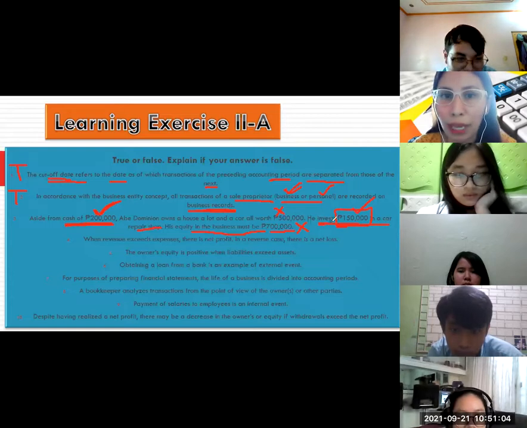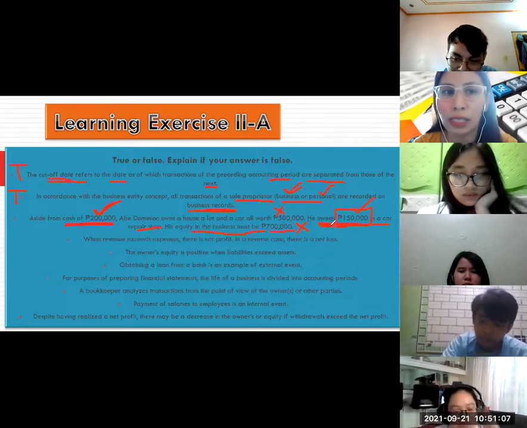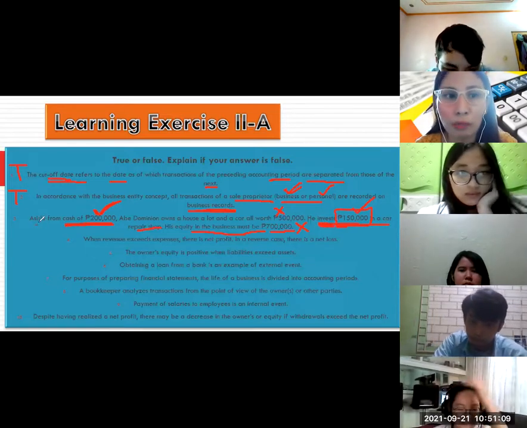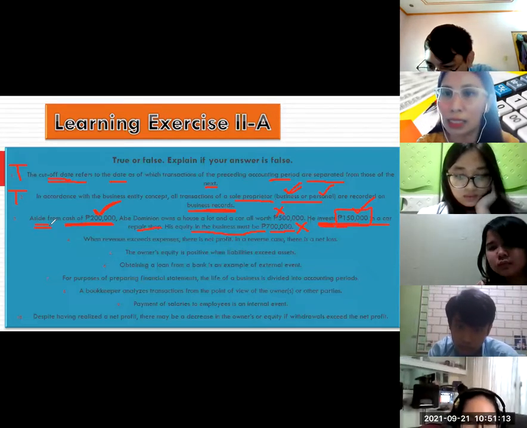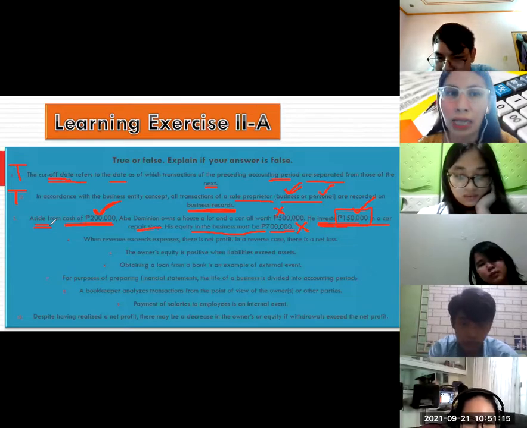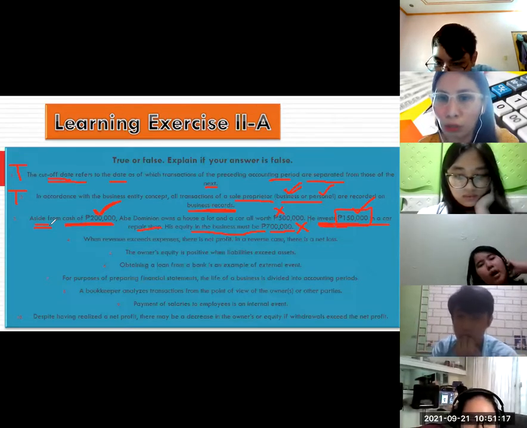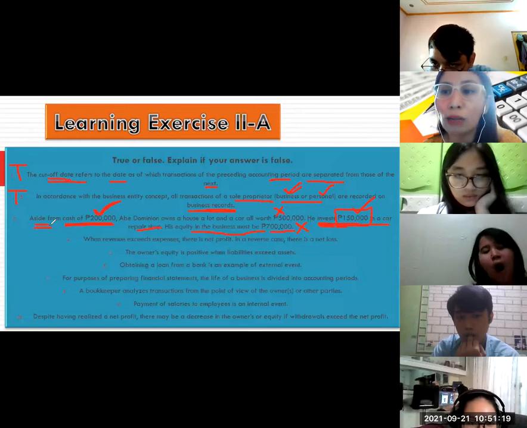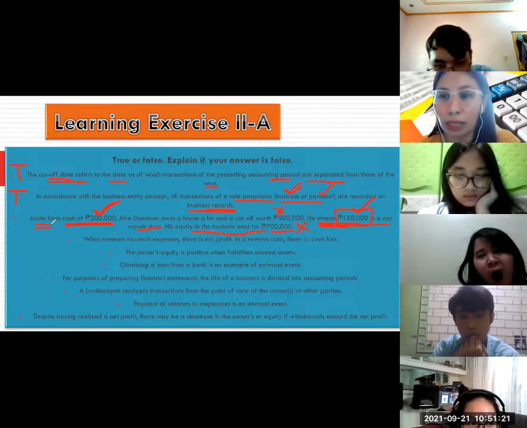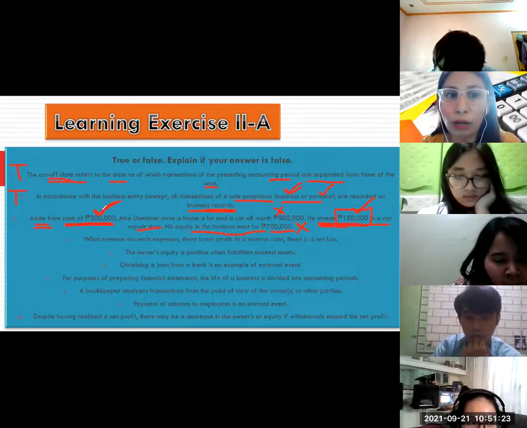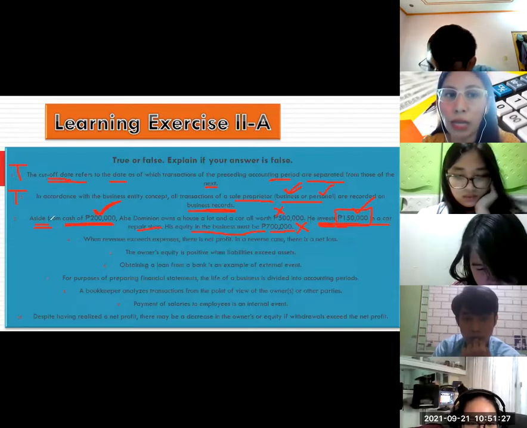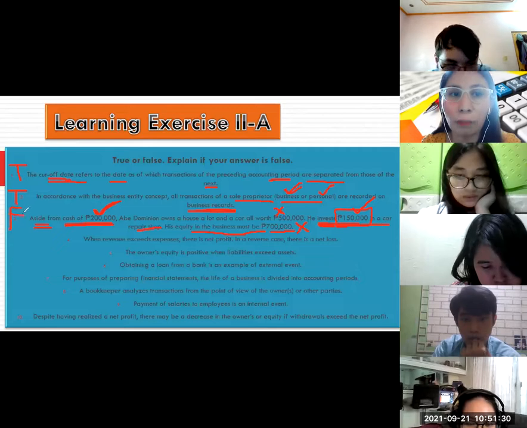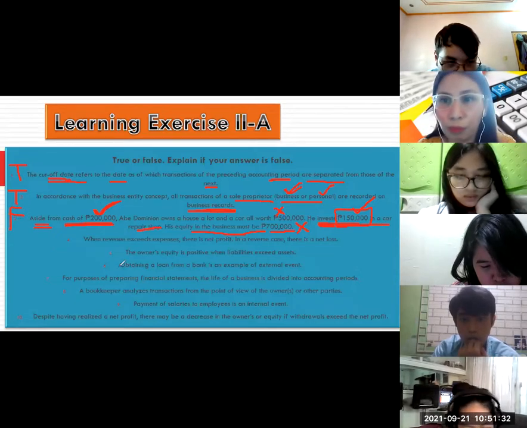Meron namang clue eh, may keyword yan ito, invest. At syempre, of course, merong yung term na aside. Maliban daw sa cash. Okay, maliban daw sa cash na 200,000 pesos. So automatically the 200,000 pesos is included, and 150,000 pesos ay investment. Therefore, the answer for number 3 ay false.